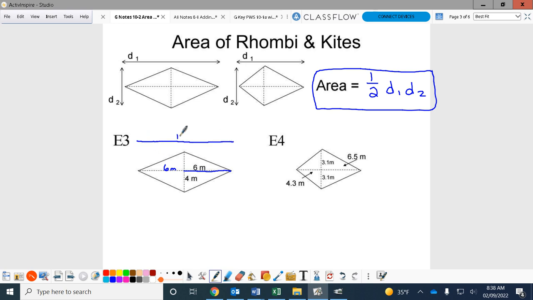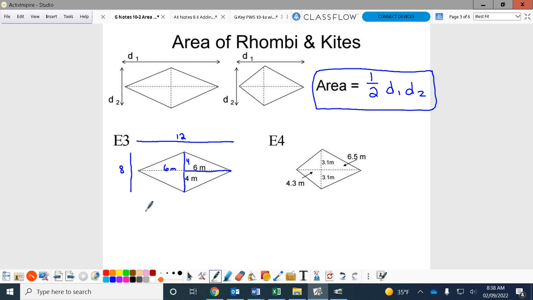Good. And if this piece right here is 4, then this piece right here is 4 also, because the diagonals are bisected in these. And rhombus diagonals are bisected. So that means this diagonal going this way is actually going to be 8. I always write my diagonals on the outside so that I don't mess up and just use the wrong numbers. Then it's just easy plug into the formula.